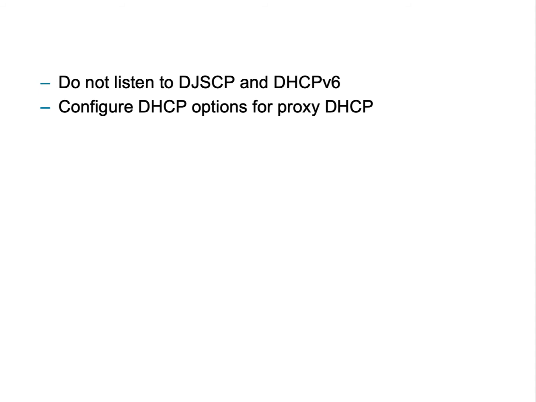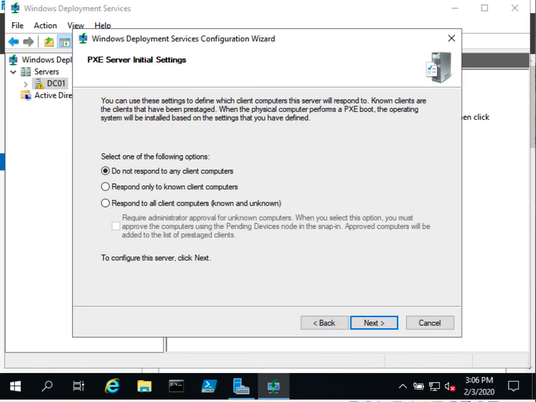This situation is not applicable to the server that we are working on, and that's why after we click Next, we don't see those two options and we land on PXE server initial settings. Okay, let's look at the options that are available here to us. Do not respond to any client computers. This option essentially disables WDS, an option you might want to choose until you have finalized WDS configuration.